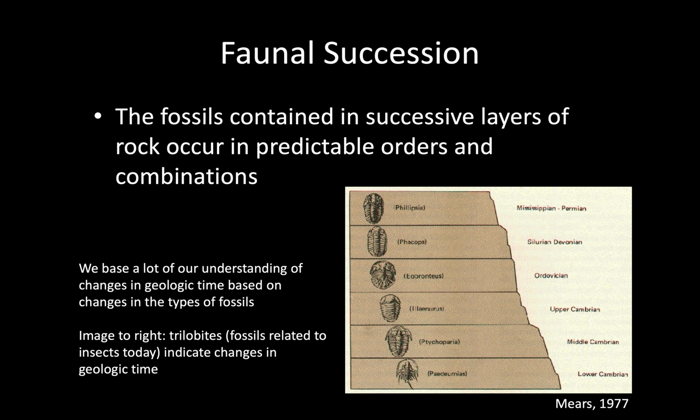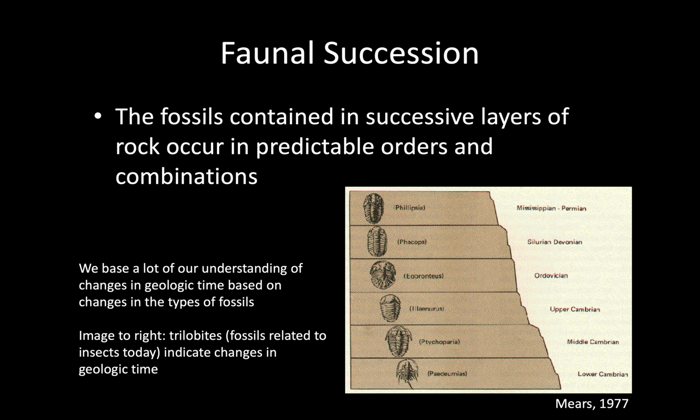So his idea is that fossils contained in specific rocks, layers of rock, will change in a very predictable pattern, meaning we know where we're going to find T-Rex fossils. T-Rex, the dinosaur, is found in the Cretaceous. We know where we're going to find certain types of fossils.